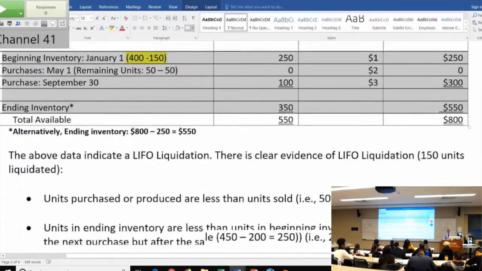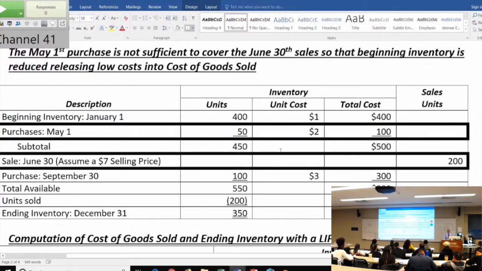Go back to the base data and say, all right, I only have 50 units at $2 in the May 1st purchase. Let's assume the May 1st purchase was going to be 200 units at $2. Then when I sell them on June 30th, I would sell 200 units at $2 and my cost of goods sold would have been 400. That's the assumed cost of goods sold. You compare that to the actual cost of goods sold, and that becomes the liquidation profit.